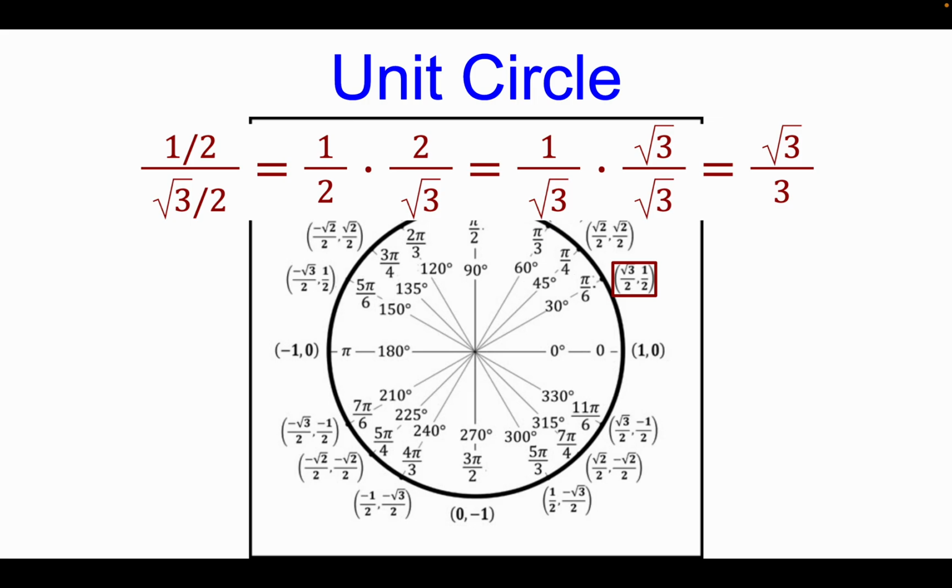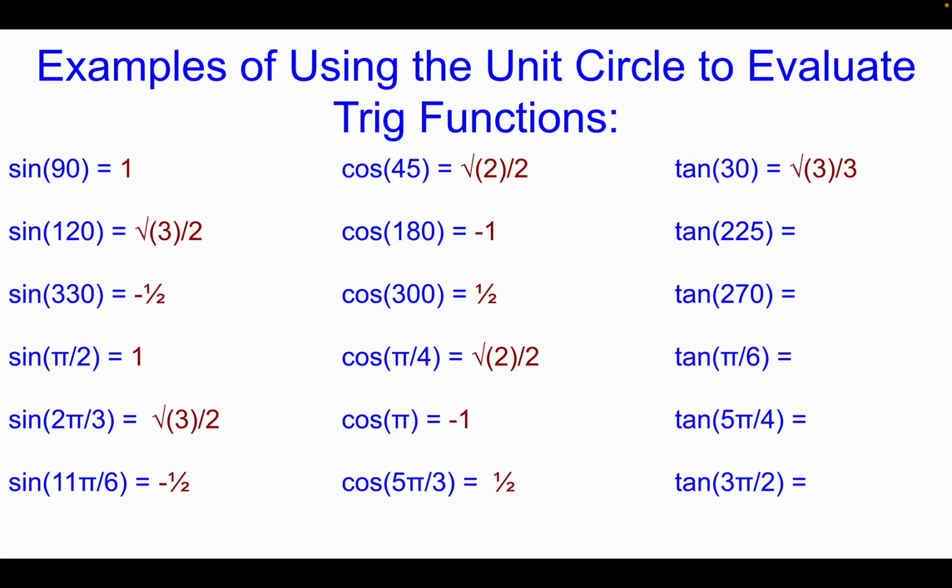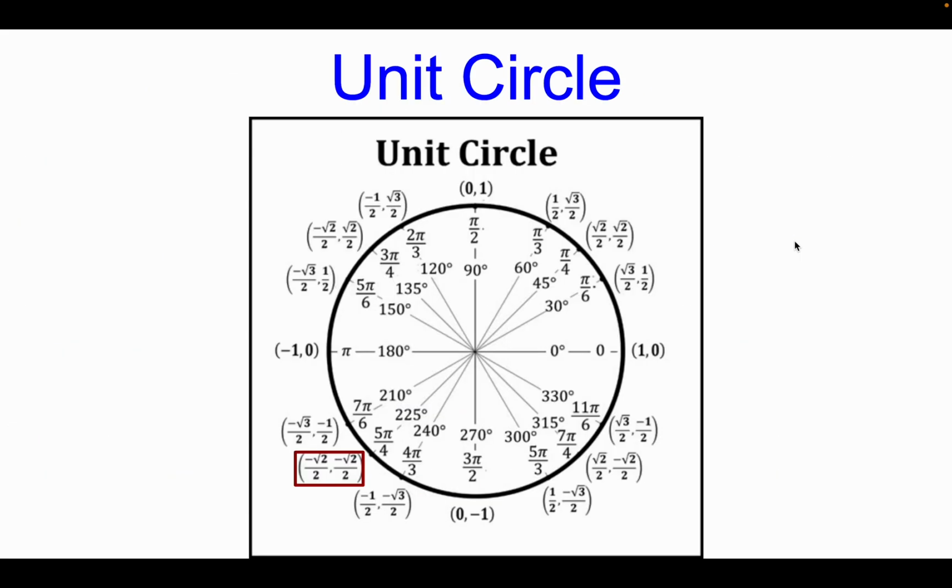We're nearly done at this point. So we can say the tangent of 30 is the square root of 3 over 3. Let's do the tangent of 225. This one will be a little bit easier to evaluate. We get negative square root of 2 over 2, comma, negative square root of 2 over 2.